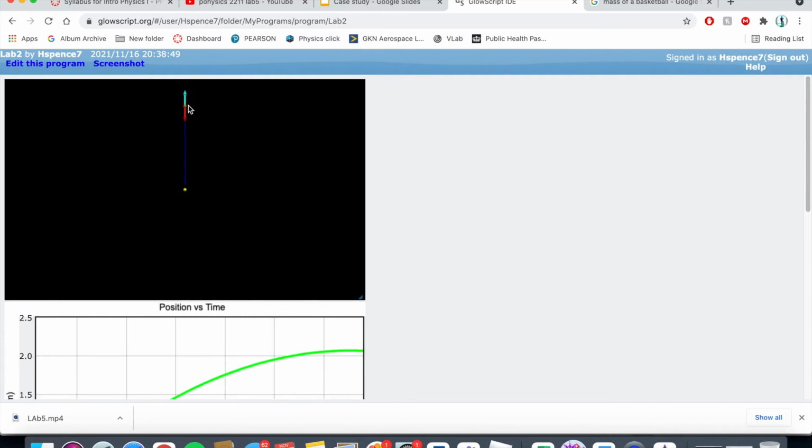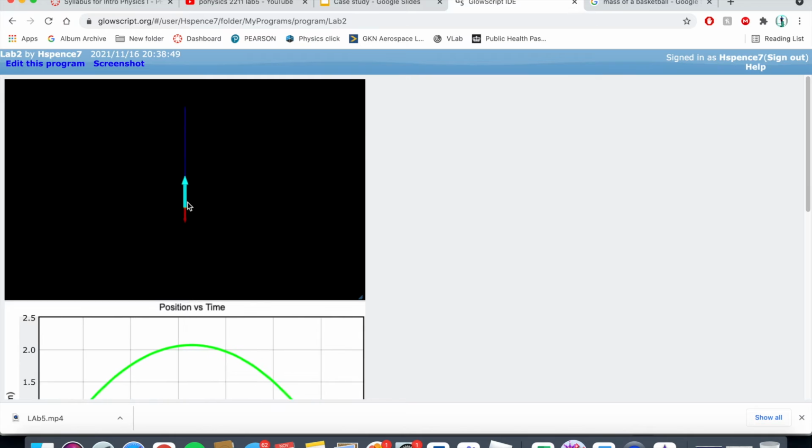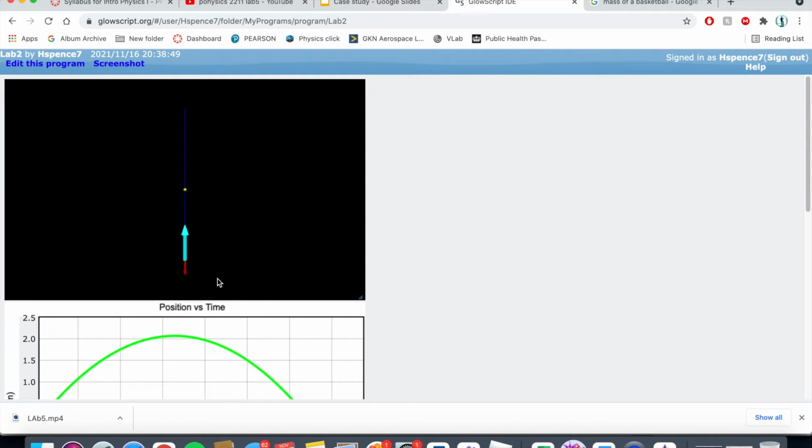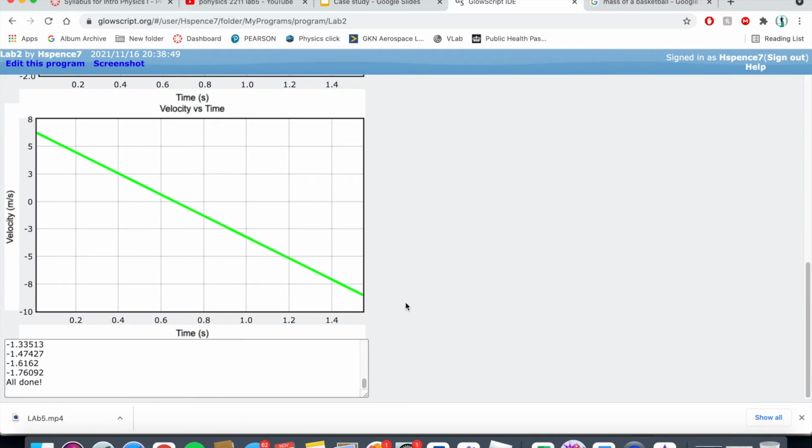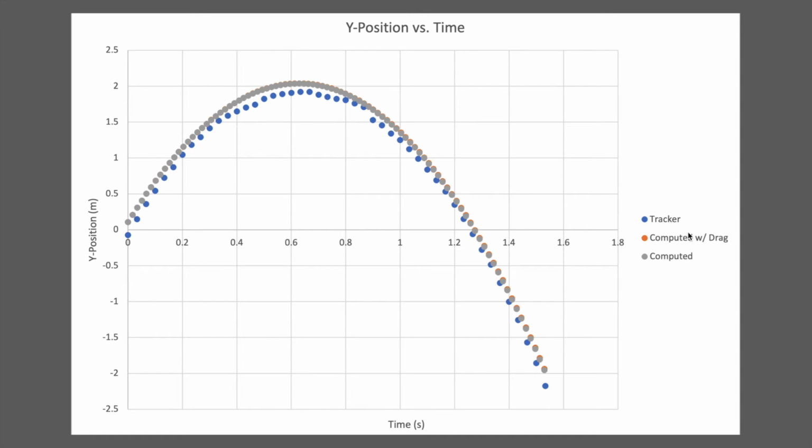So here we see the program run, the ball goes up like we do, and it comes back down. And we can see that drag gets bigger over time. That arrow gets bigger over time, whereas the gravitational force stays the same. We get this smooth curve, and our y value is down here. We can see the tracker values here in blue, and then in the other two colors, they're closely clumped together, but they're our computed values.